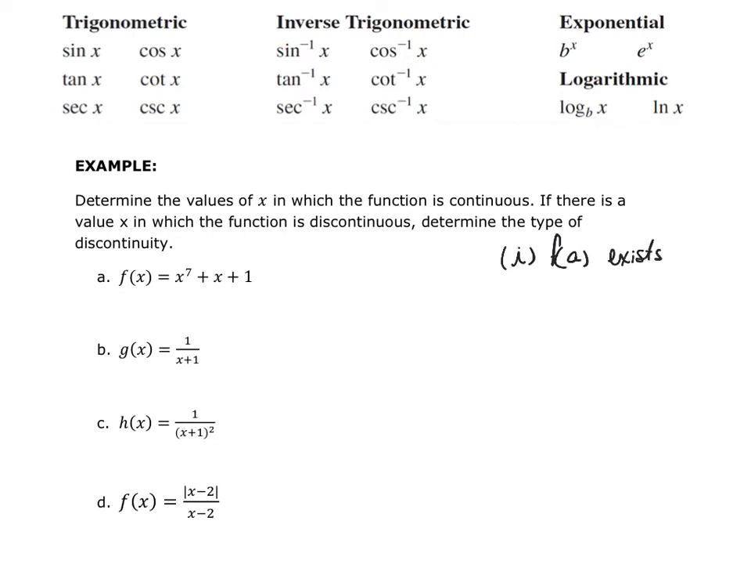As I take a look at this first example, my domain, because it's a polynomial, is negative infinity to infinity. So it is going to be continuous on its domain. It's going to exist everywhere. That means that the limit, that's the other thing you have to check, as x approaches a of f of x exists.